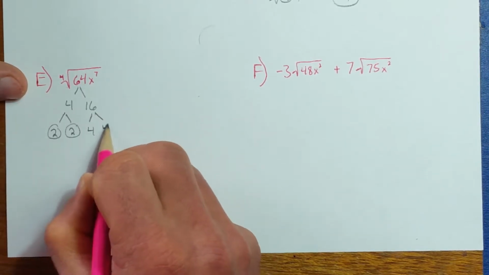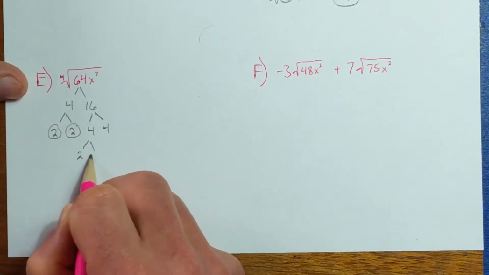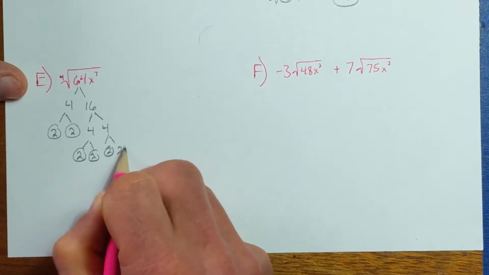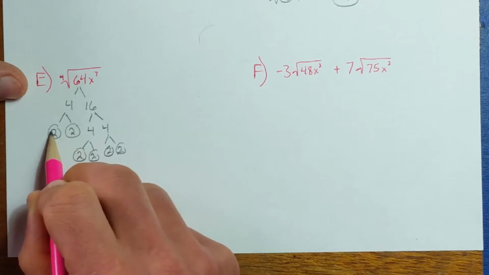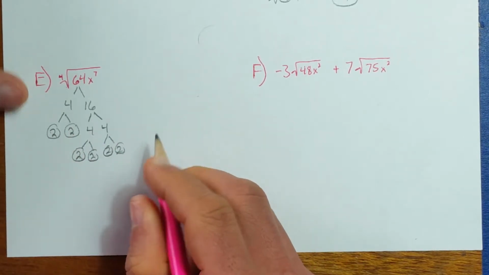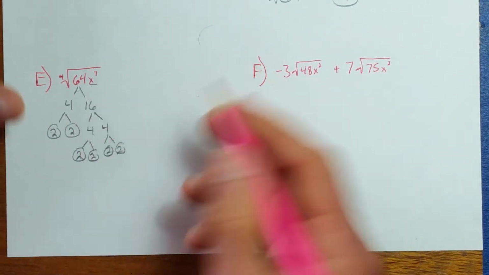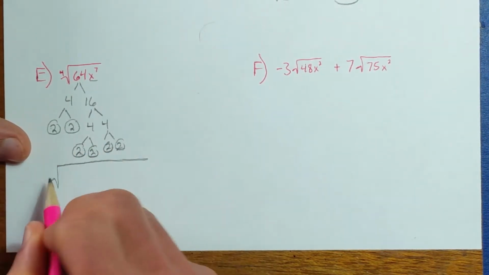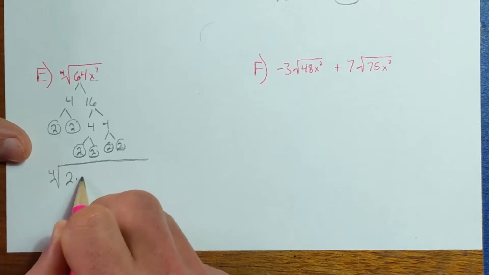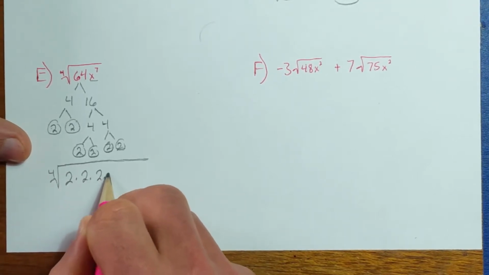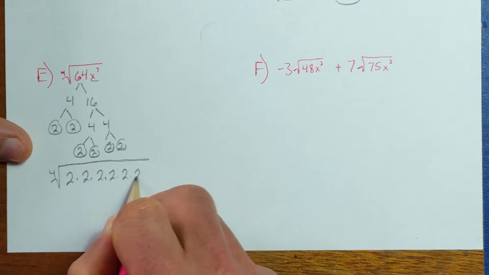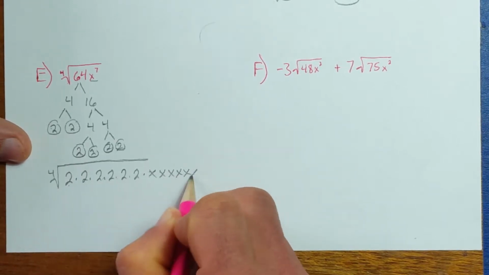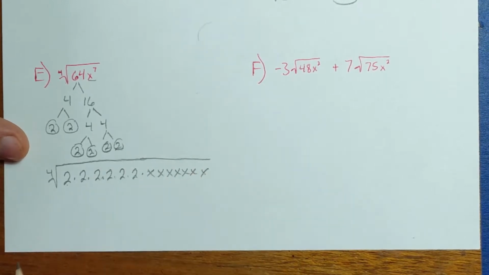16 could be 4 times 4. And each of these 4s will give you 2 2s. So essentially what you have are 1, 2, 3, 4, 5, 6 2's getting multiplied together. Of course, x to the 7th means you have 7 x's multiplied together, so I don't know that you would do this, but this is essentially what you're looking at. It's the 4th root of 2 times 2 times 2 times 2 times 2 times 2, 6 of those, and then 1, 2, 3, 4, 5, 6, 7 x's.